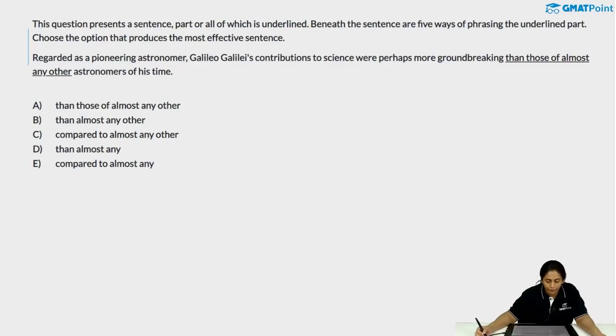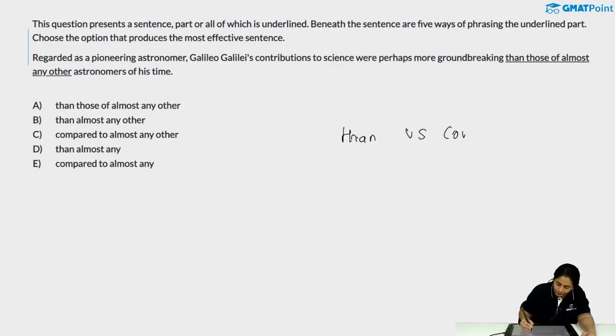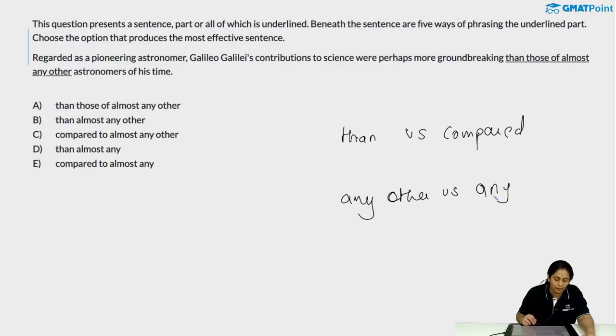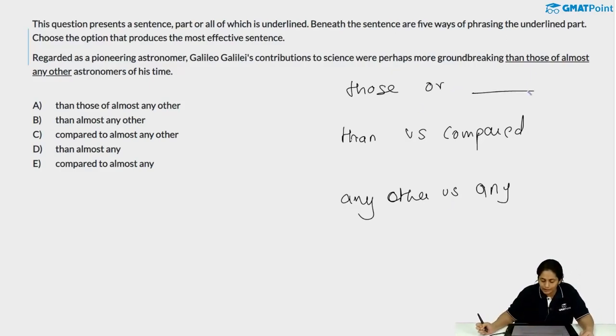Now, if you take a look at the options, you see a split: than those of almost any other, than almost any other, compared to almost any other, than almost any, compared to almost any. So there is a split between "than" versus "compared", and a split of "any other" versus "any". But most of all, the most important thing in option A is that "those" is mentioned. And whether we should use the pronoun "those" or no pronoun at all. So do we need a pronoun like "those" or not? See, in this case, "those" essentially refers to the contributions of other astronomers.